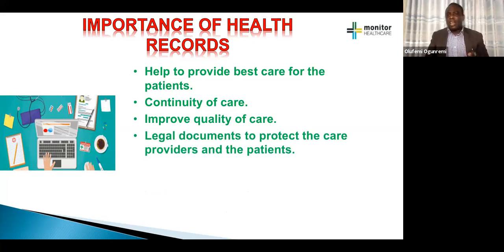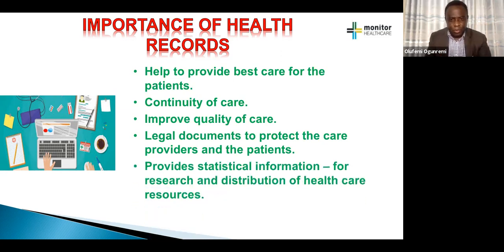Now we look at the legal documents. Like I mentioned earlier, these are legal documents. They are there to protect the providers, whoever puts the documentation in there, and also the patient. So it's absolutely important for us to make sure that the information we put in the health record, whether it's the EMR or EHR or mobile health, is as accurate as possible. You cannot be too meticulous about this, because any day, anytime, somebody can bring this out and say, this is what you've written, this is what you said. So don't put anything that is incorrect or inappropriate in the medical record.